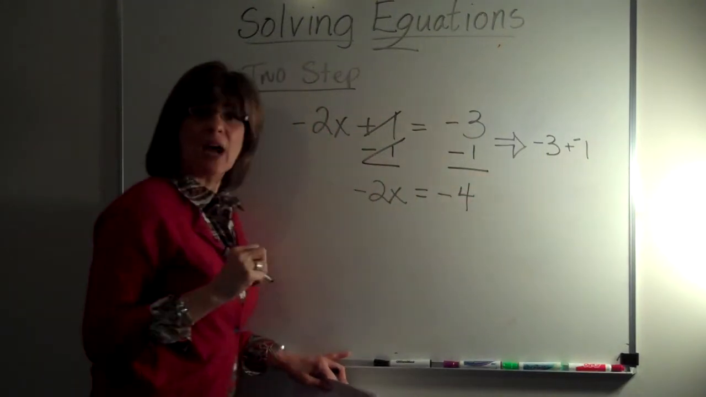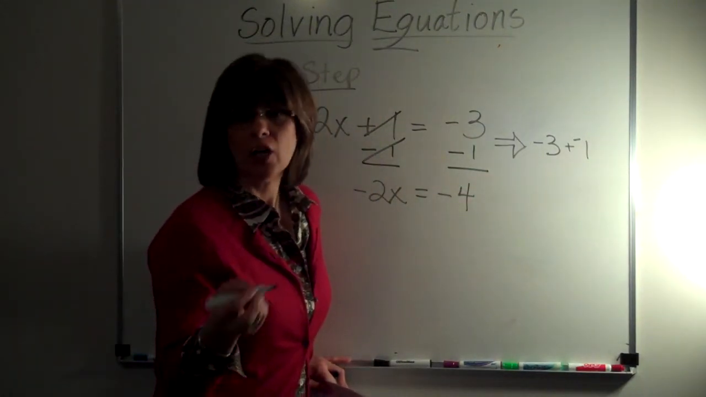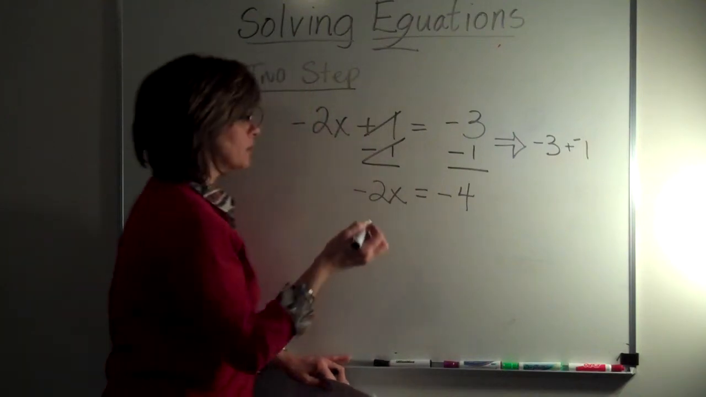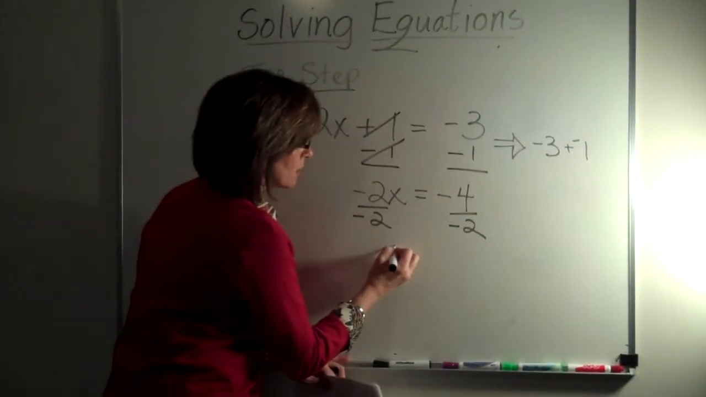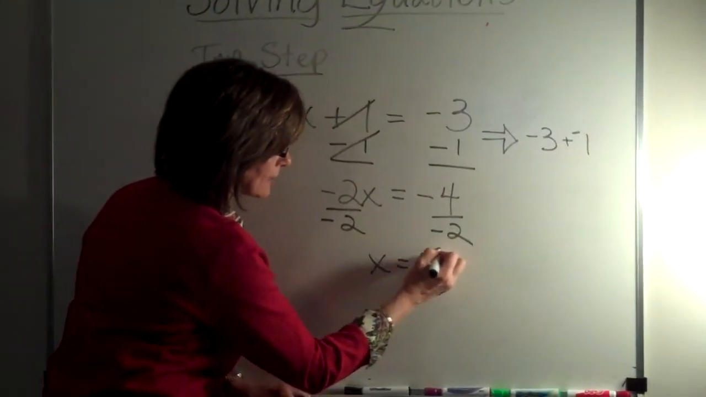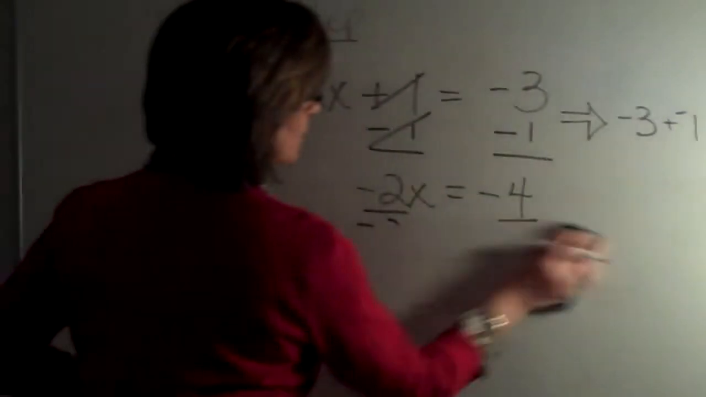Now I have a whole new equation, but you know how to solve this already. You know that you just need to divide both sides by negative 2. So x would equal positive 2. Next one.